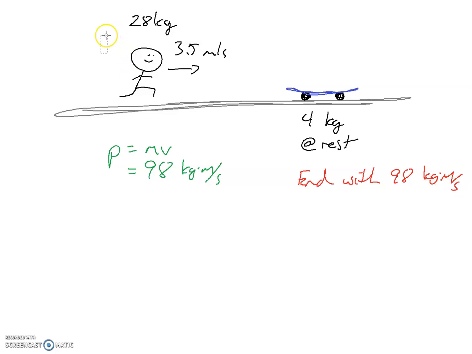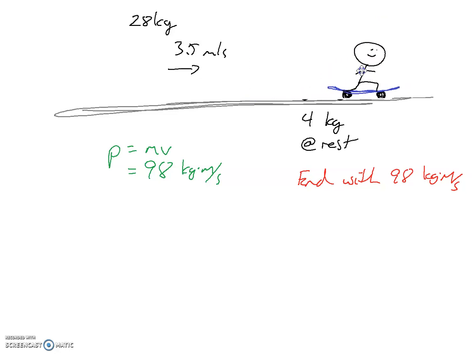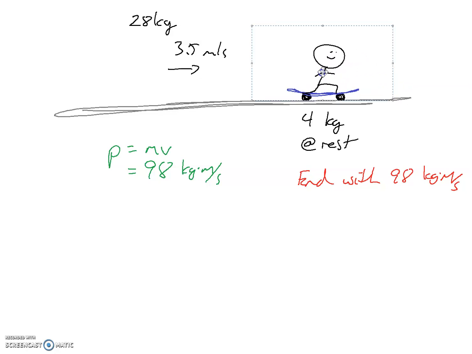But afterwards, it's not just him, because he's run along and jumped on the skateboard, and now the two are going off together, and hopefully he's not running anymore. So this momentum that he had is now transferred to both of them as they move off together. So this 98 is the momentum of the two put together. To find out how fast they're going afterwards, that is just momentum divided by mass. Well, the momentum is just the 98. The total momentum can't change.